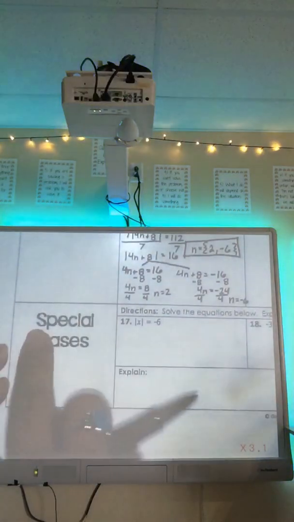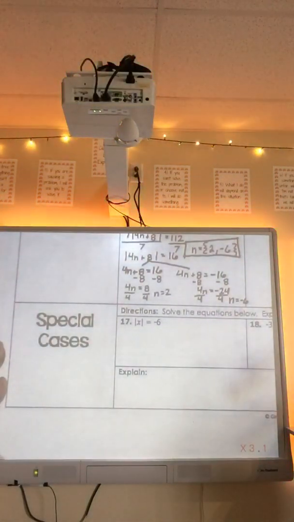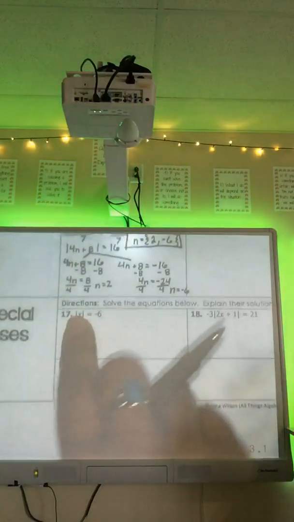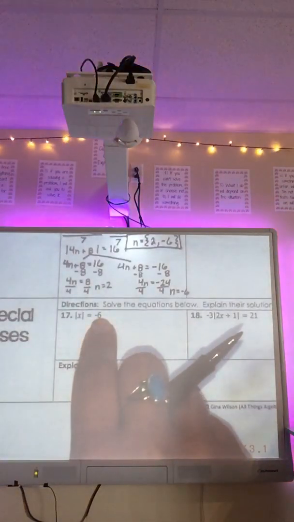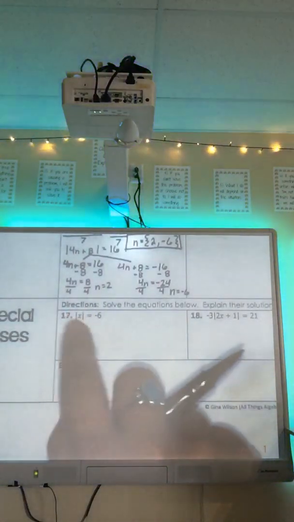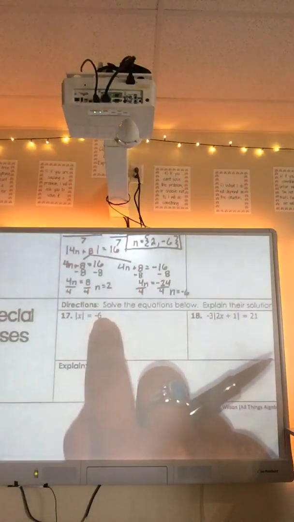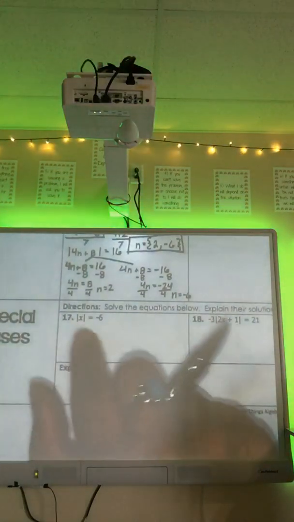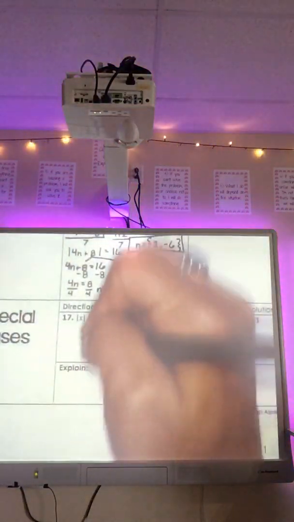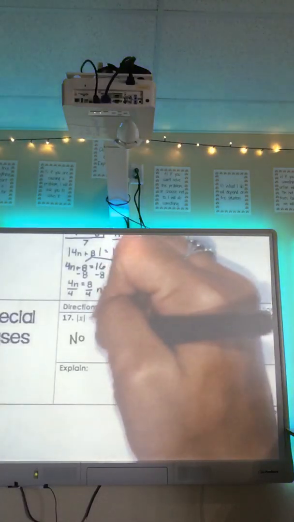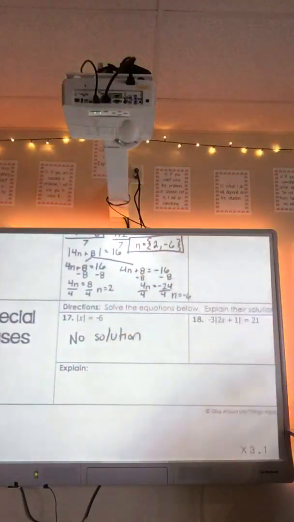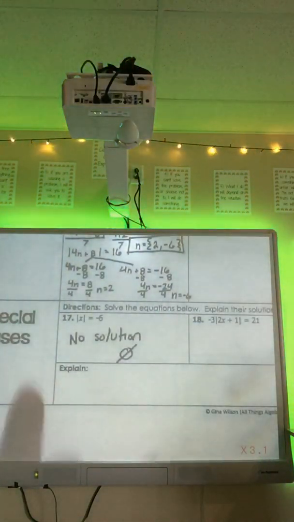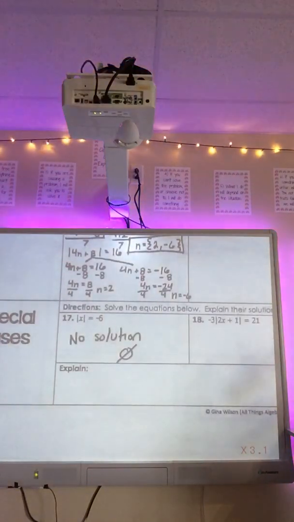Now here we have some special cases. Sometimes we end up where we cannot have an answer. So for example, in the absolute value of x equals negative 6, the absolute value always has to be a positive number because it's your distance from 0. You can't be a negative distance. So this problem has no solution, or this little symbol right here, the circle with the line through it. And that's because the absolute value cannot be a negative number once it's isolated.